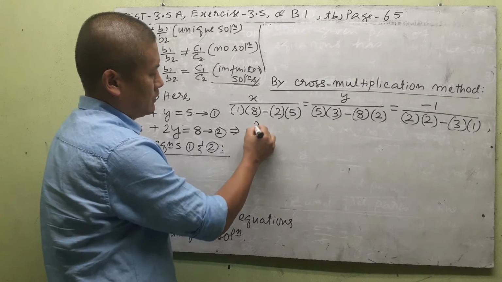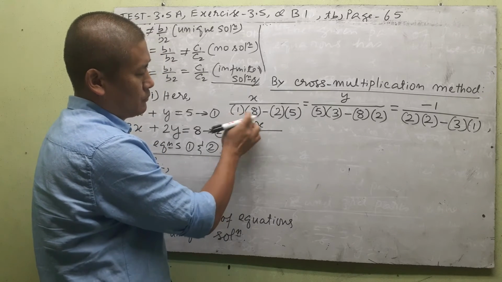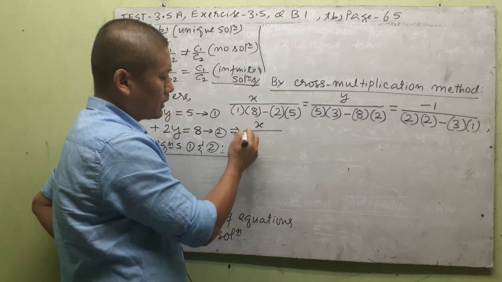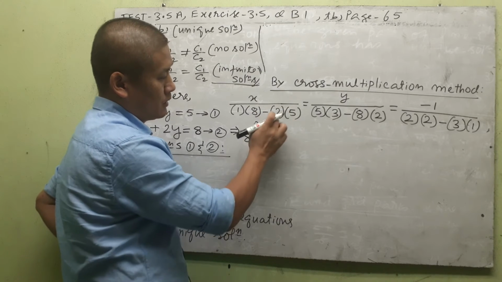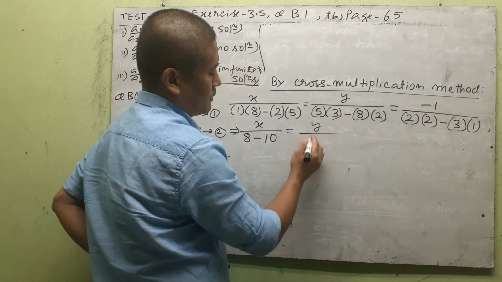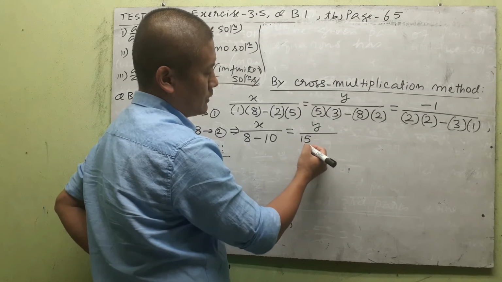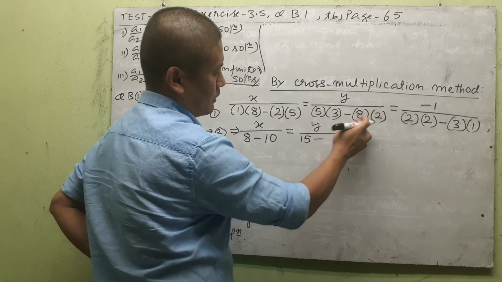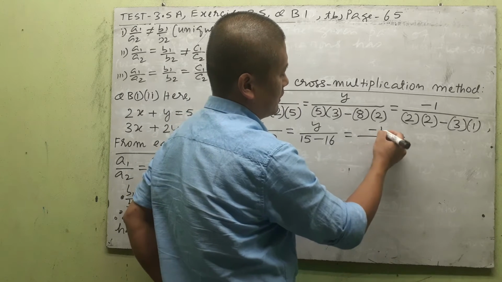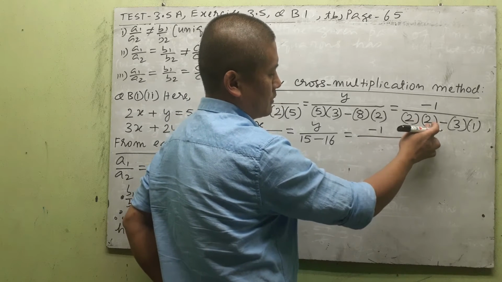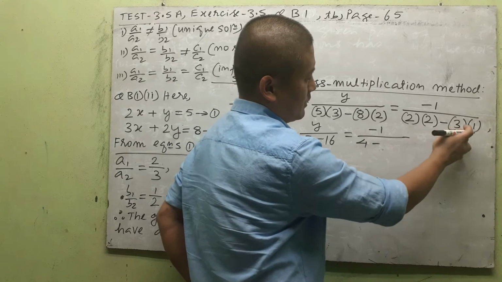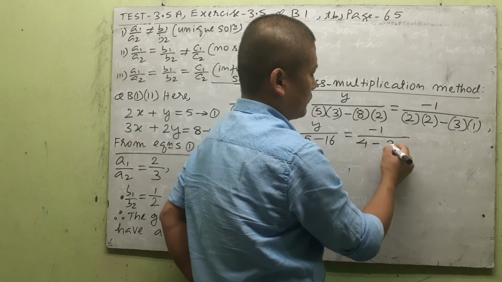We can simplify, so we can write here x by, now the brackets here mean we have to multiply. So plus into plus is plus, 1 8s are 8, minus into plus is minus, 2 5s are 10. Then here y divided by plus into plus is plus, then 5 3s are 15. Minus into plus is minus, and 8 2s are 16. Okay. That will be equal to minus 1 divided by plus into plus is plus, and 2 2s are 4. Then here minus into plus is minus, because the brackets indicate they have to be multiplied, and 3 1s are 3.